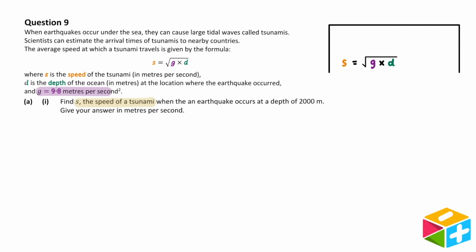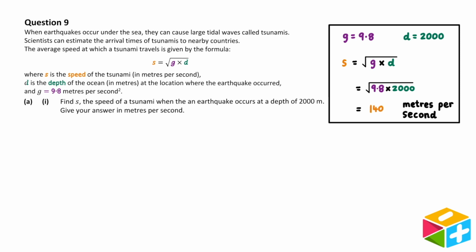G is given to us directly. It's 9.8. D is the depth of the ocean in meters. We're told that we have a depth of 2,000 meters, so D is going to be 2,000. Subbing these values in, we get the square root of 9.8 times 2,000. Typing this in our calculator gives us our final answer of 140. And the units here are meters per second.